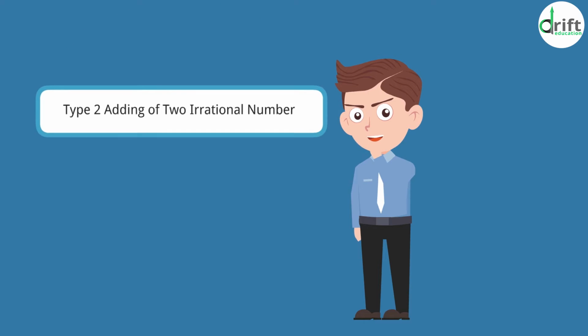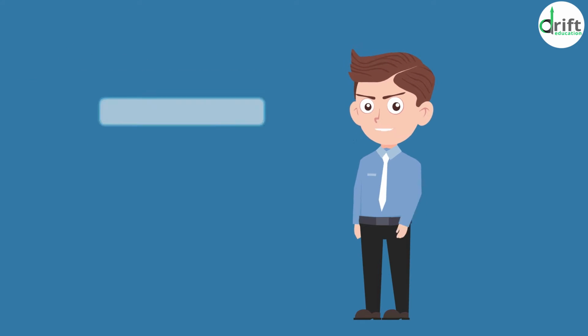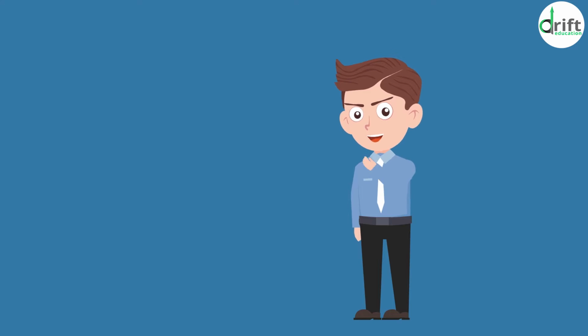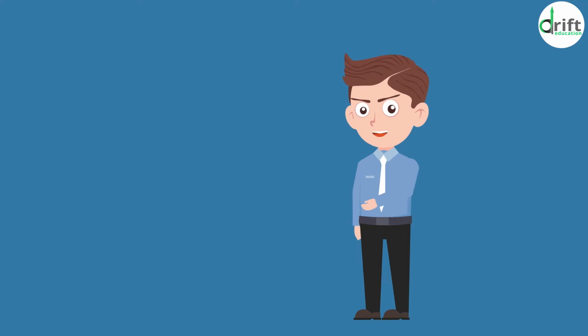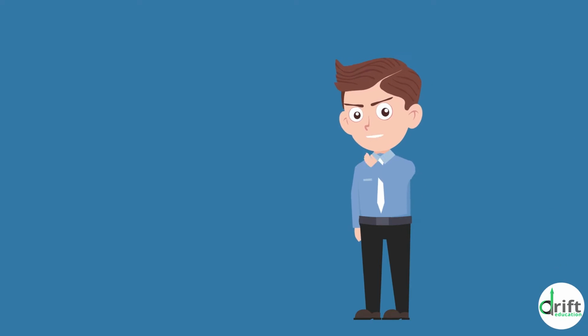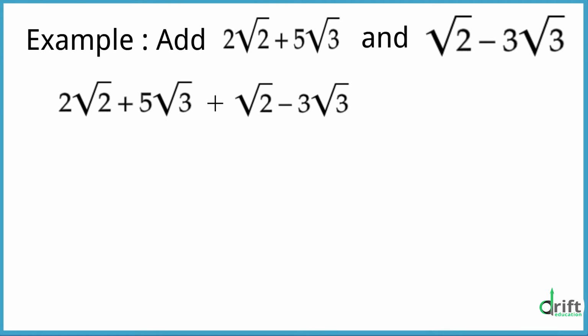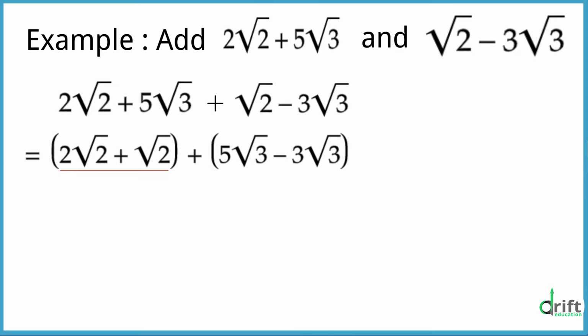Type 2. Adding of two irrational numbers. Here we add only like parts, or we can say the rational with rational and irrational with the same irrational. For example, here we add 2 root 2 plus 5 root 3 and root 2 minus 3 root 3. So here what we will do, we will group the root 2 part with the root 2 part and root 3 part with the root 3 part.